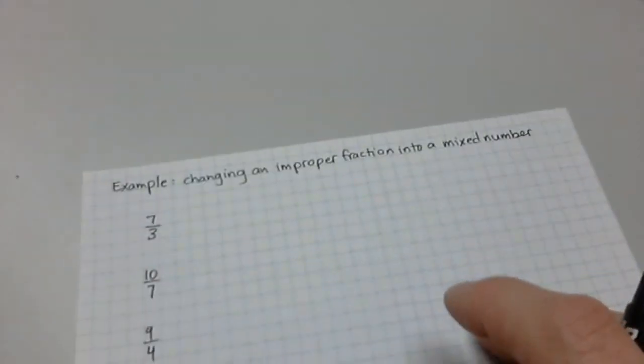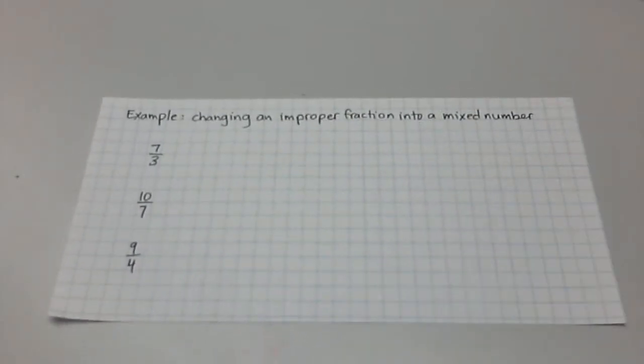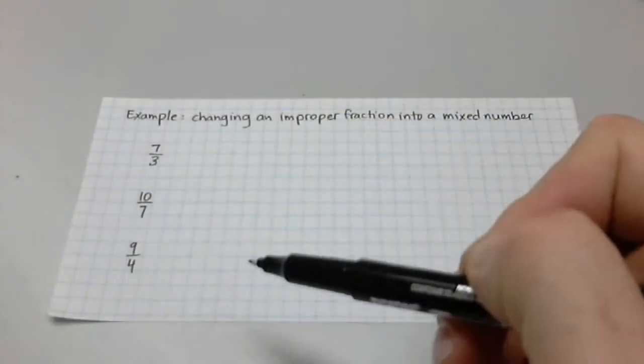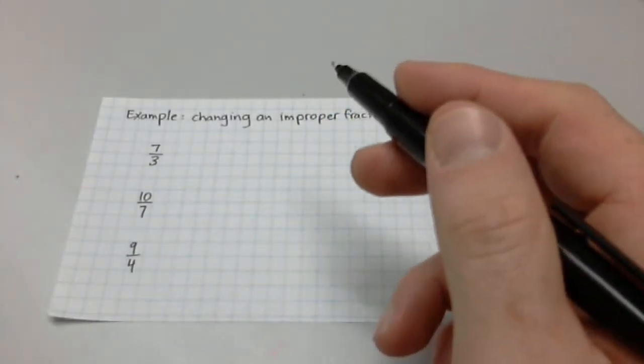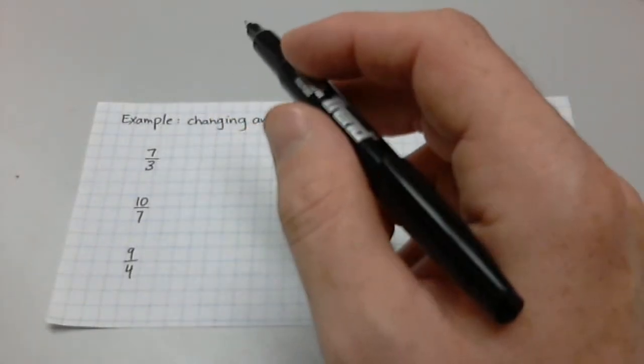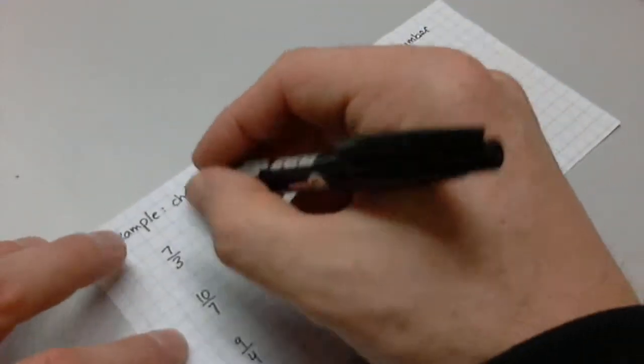The next thing that I want to show you are a couple of examples on how to actually convert, to change numbers, in this case, changing an improper fraction into a mixed number. Okay, now what we do is we see that we have 7 over 3, and what we're going to do is we're actually going to do some division.